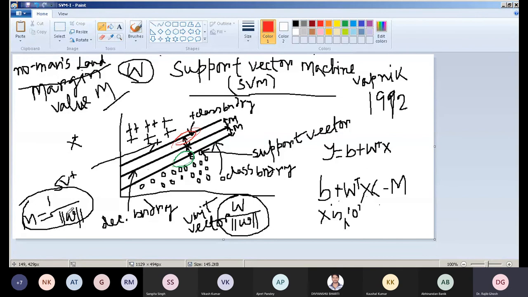So the same amount, 1 by norm of W, will be there on both sides of the decision boundary. On the plus class side also M, and in the circle class side also M. So this much amount of no man's land must be there on both sides of the decision boundary. This much amount means which amount? This M is equal to 1 by norm of W. So this is the margin size.